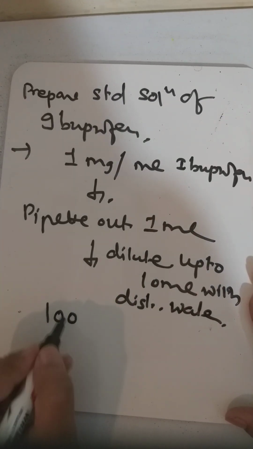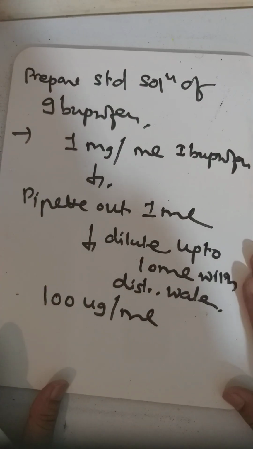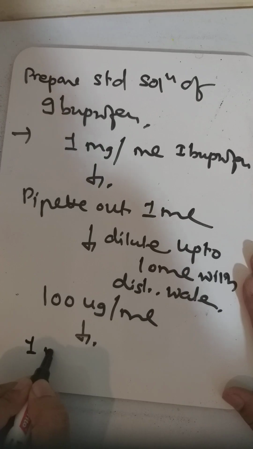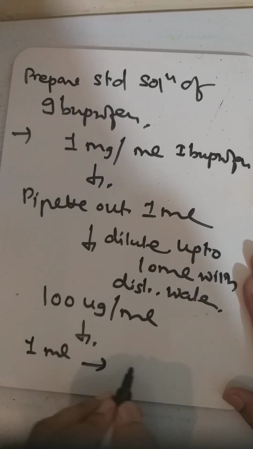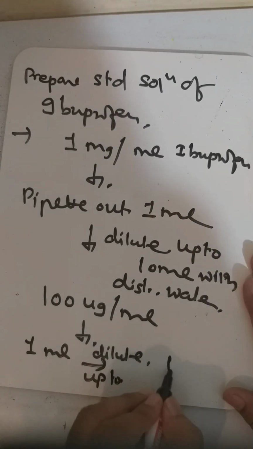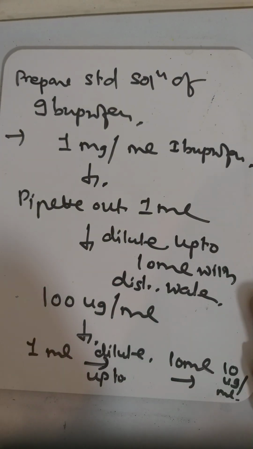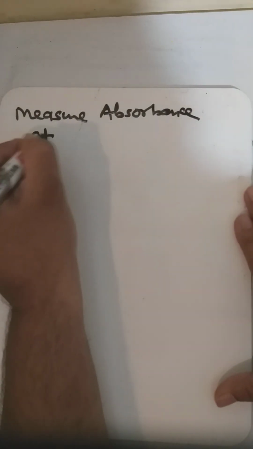So what will you get? You will get a 100 microgram per ml solution. Now from this 100 microgram per ml solution, you have to pipette out 1 ml, and then dilute up to 10 ml. So that will give the resulting solution as 10 microgram per ml. Now after preparation, what do you have to do? You have to measure the absorbance at specific wavelengths lambda 1 and lambda 2.